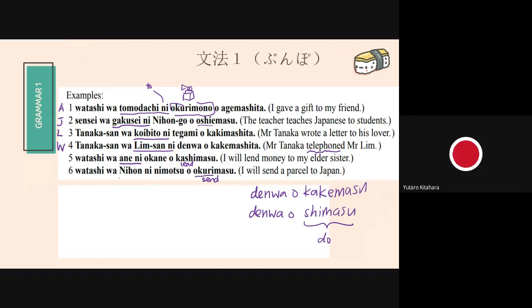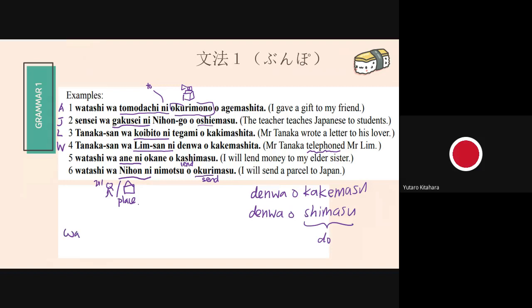Nihon ni. Do you see number six? What's so special about number six compared to the first five examples? Nihon is a place. Yes, very good. Jin-san is correct. Place. So we can send things to someone. We can send things to some places also. So this is also okay. So it's second person or place.